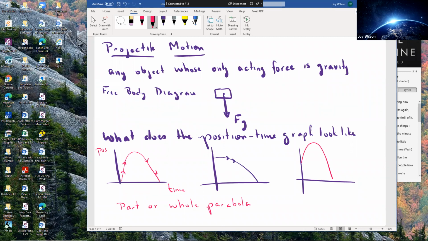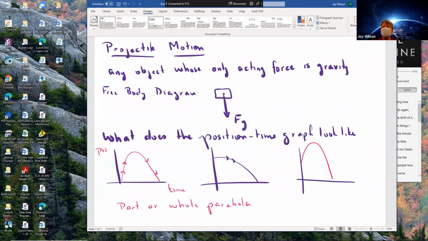So when I look at a football being kicked, a football in the air, it's going to go up and come back down while it travels horizontally across. But what if I only look at the vertical motion? What does it do?